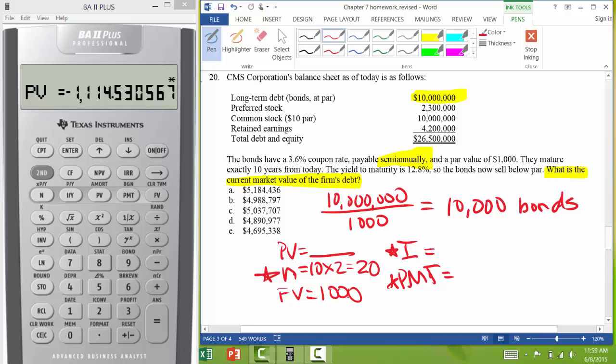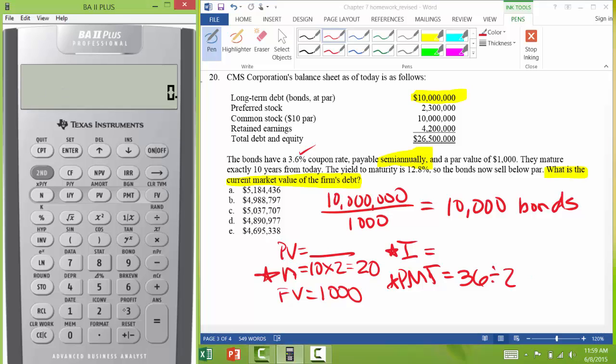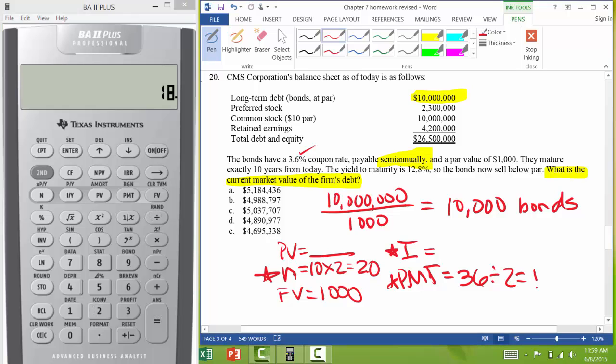Let's see, the next piece of information is a 3.6% coupon rate up here. So let's go to the payment. So 3.6% times 1,000 would be $36. And we have to divide that by 2. And I always just kind of check myself. So $18 since we divided by 2. And the yield to maturity is 12.8.